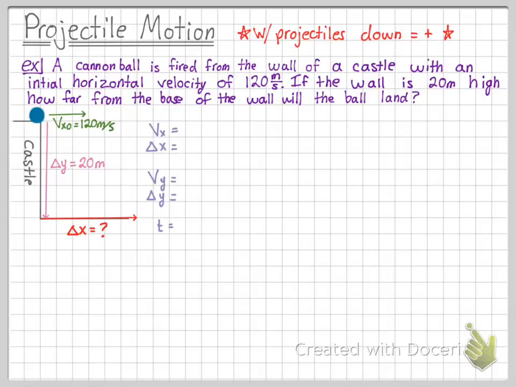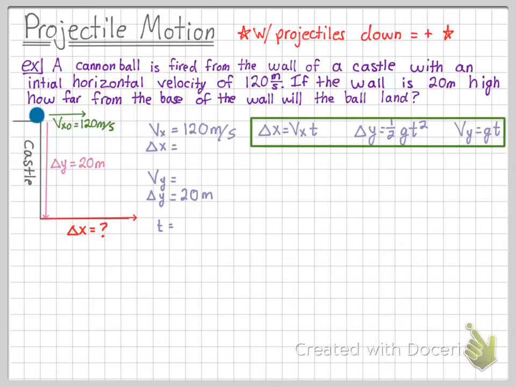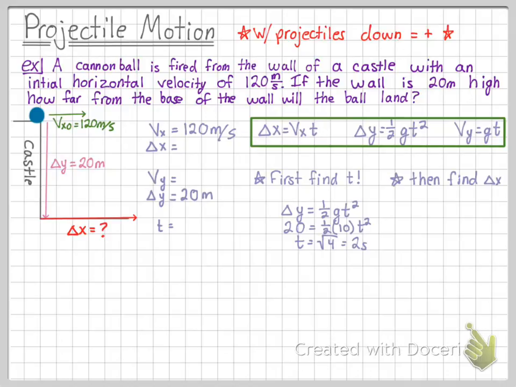We know that the horizontal velocity is 120 meters per second, and that the vertical displacement is 20 meters. These are actually the only 2 variables that we know. We also have these 3 equations that we developed on the last slide. If we want to find the horizontal displacement, first we're going to need to find time. So we will use our delta y equals 1/2 g t squared equation. We can fill in our knowns, and when we solve, we find that it takes 2 seconds for the cannonball to hit the ground.